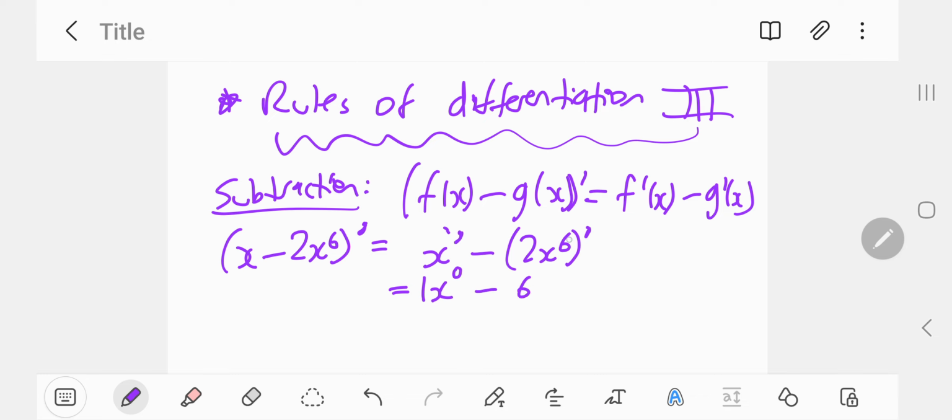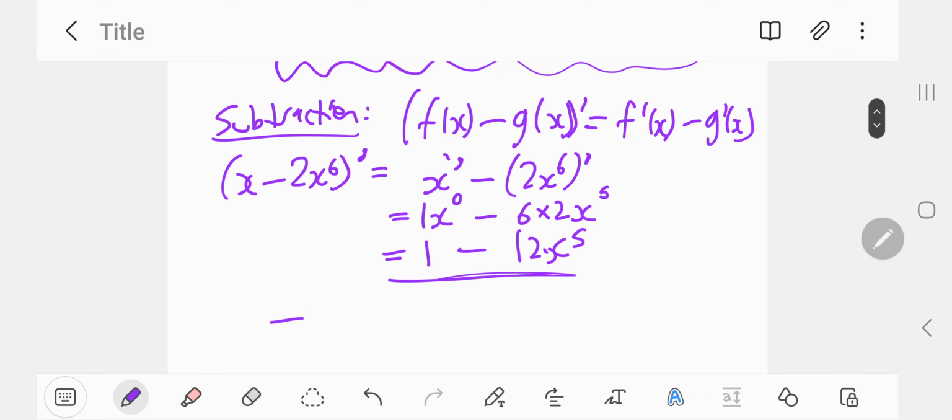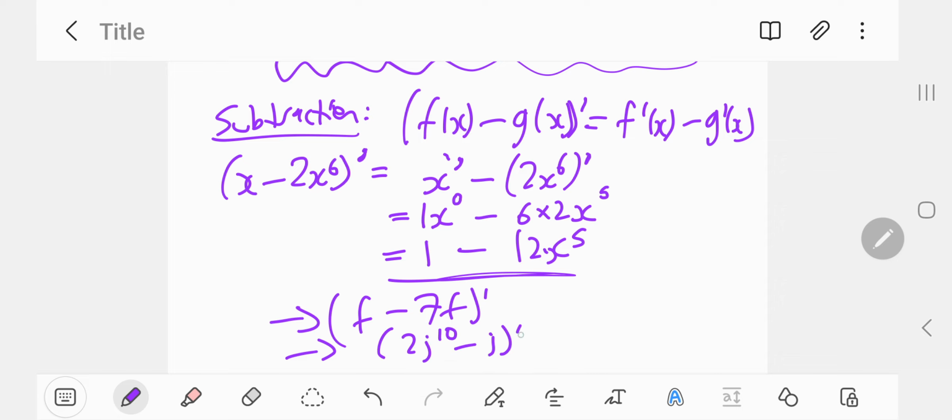Minus, so 6, take it down. Multiply by 2x, reduce the power by 1, that's 5. So x to the 0 is just 1, so you're left with 1 minus 6 times 2 is 12, x to the 5. And that's how you do it. And as an exercise, try out these: f minus 7f and 2j to the 10 minus j. Try this out.